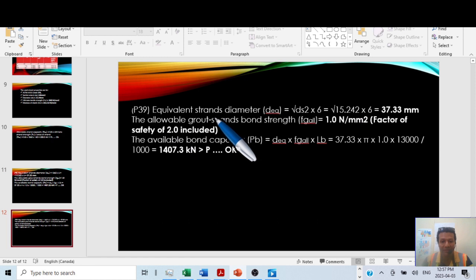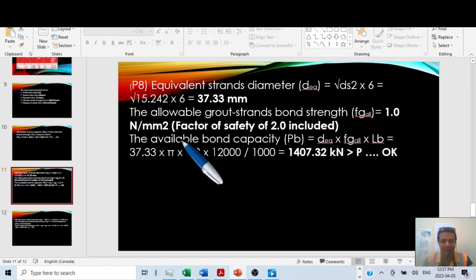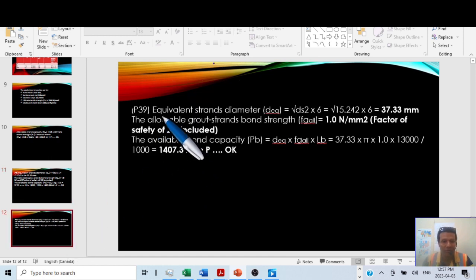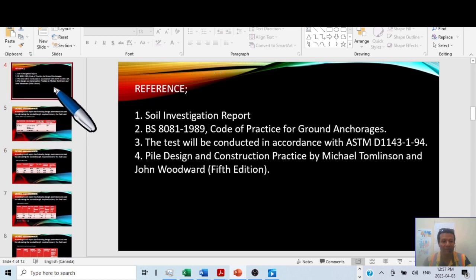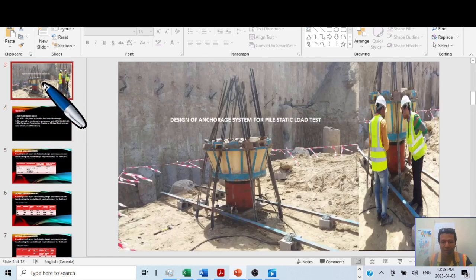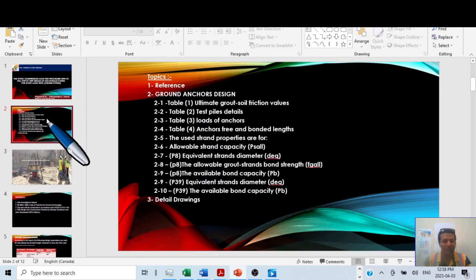The same is true for the equivalent strand diameter calculation, the allowable grout strand bond strength, and the allowable bond capacity for both. Done in this way, we know that our system is safe because it is within the allowable limit. It's a very simple procedure, and we can simply get everything we need about our ground system in this way.